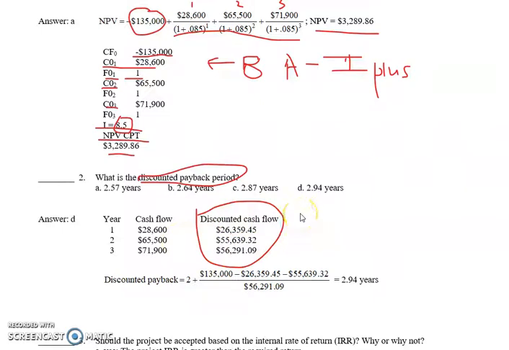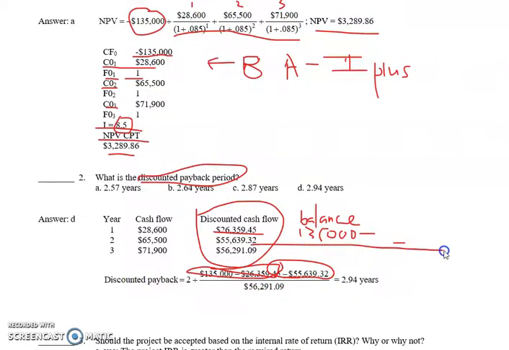And then you can set up another column called balance. So to find the balance for each year, we do what? We start at the beginning, which is the cost. The cost is minus 135,000 minus the year 1 discounted cash flow to get the balance for year 1. Okay, and then we continue to do year 2.